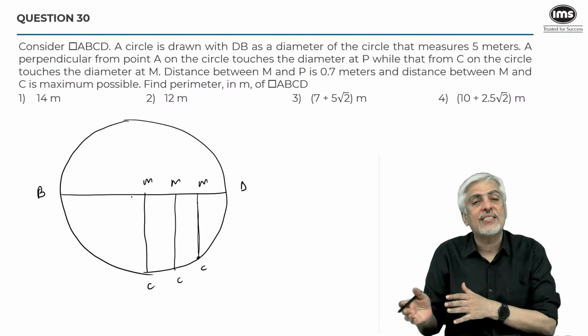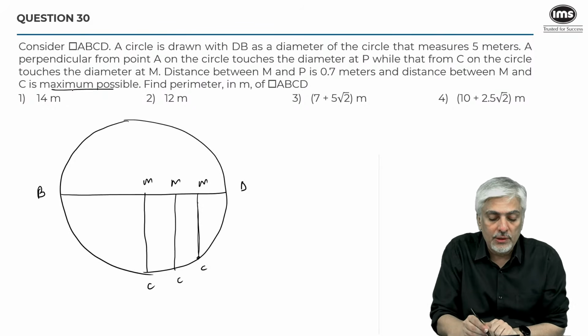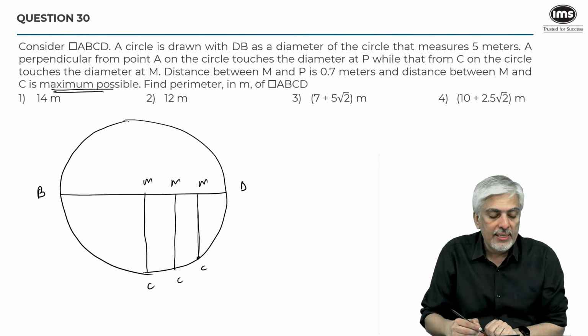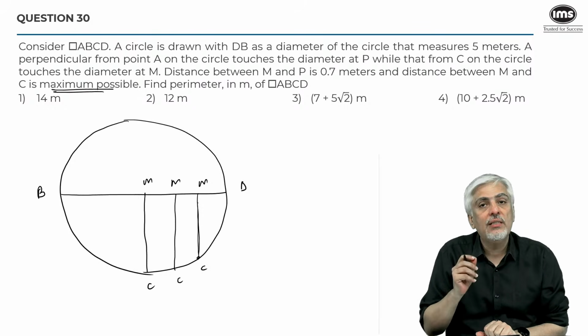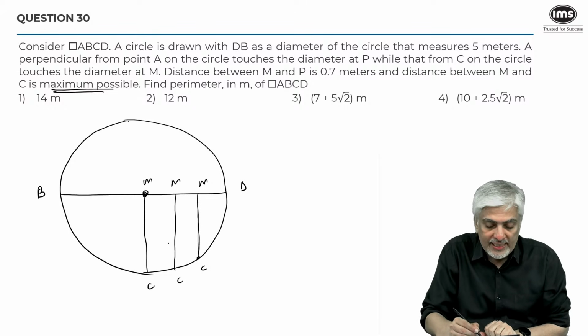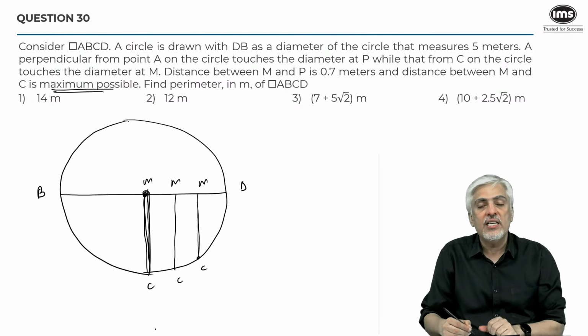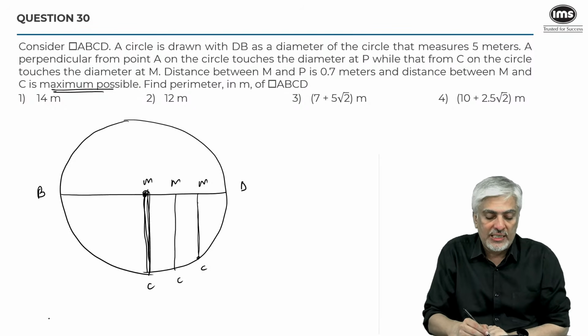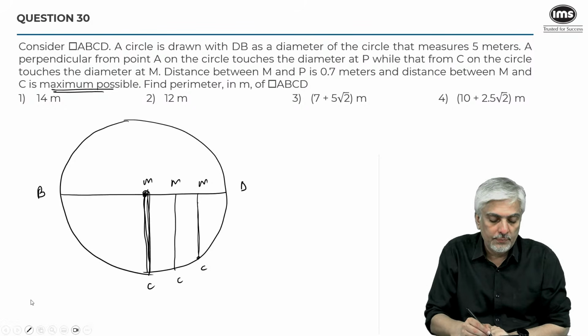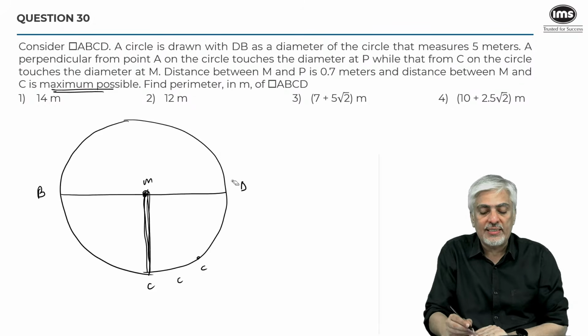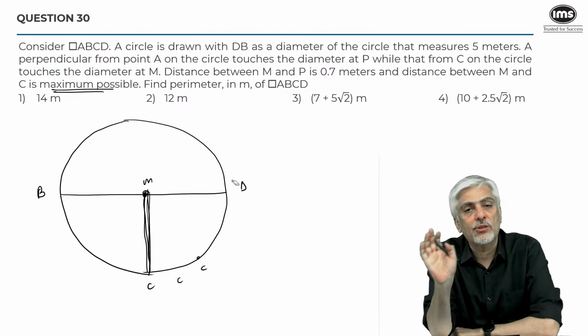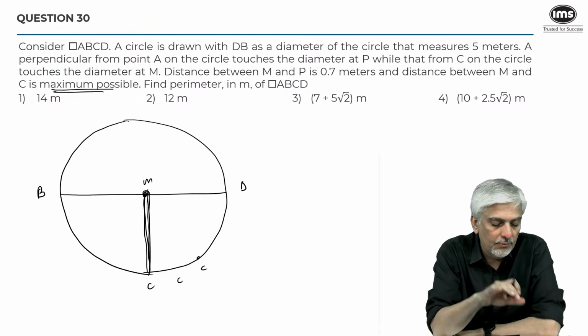When is it the biggest? Or when is it maximum? When is CM maximum? CM is maximum when M will be the center and C will be exactly opposite to it. In short, when CM is the radius. At no other point will CM be maximum. And that is how you get that M as the center. That was the main part of the question. Okay? So let's go ahead.